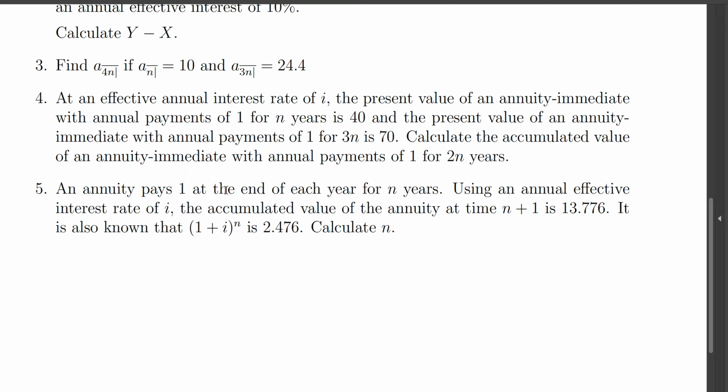So for question number 5, we have an annuity that pays 1 at the end of each year for n years. And then once we accumulate that all the way up to time n plus 1, it's going to equal 13.776. And then we're given extra information about the interest rate, and then we need to find n. So first of all, let us just summarize the information given.